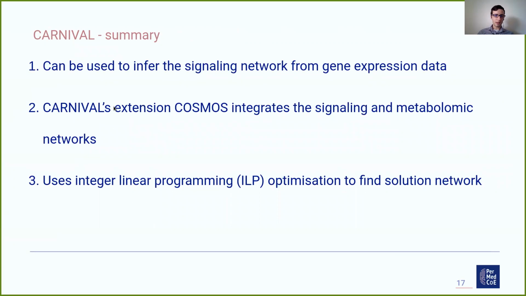So in summary, CARNIVAL can be used to infer this signaling network from gene expression data based on integer linear programming optimization to find a solution network. An extension of CARNIVAL called COSMOS can also deal with metabolic networks.